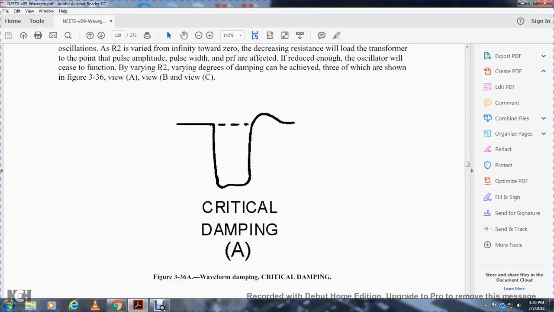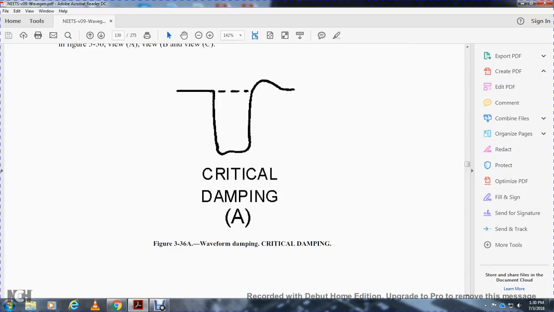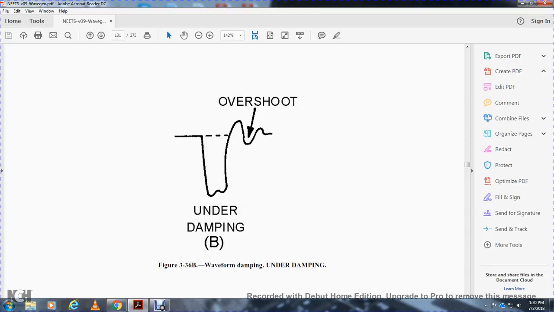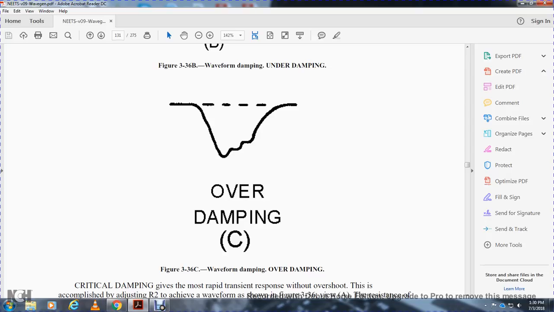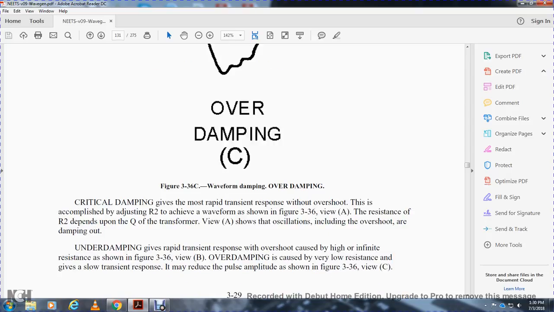Figure 336 view A shows the critical damping waveform, and view B shows the underdamping waveform with overshoot, and then the overdamping waveform. Critical damping gives the most rapid response without overshoot. This is accomplished by adjusting resistor 2 to achieve the waveform shown in figure 336 view A. The resistance of the resistor depends on the Q of the transformer. The view shows the oscillation including the overshoot and the damping out.